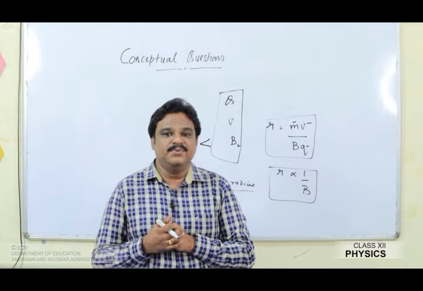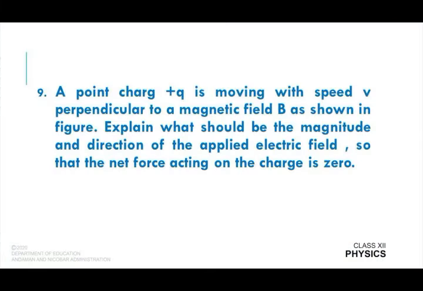I am going to get into my next question. What does the next question say? The next question is also a very important one. A point charge plus Q is moving with a speed V perpendicular to a magnetic field B as shown in the figure.